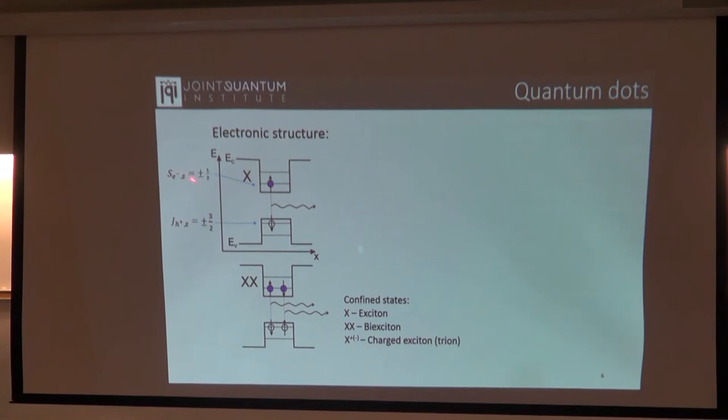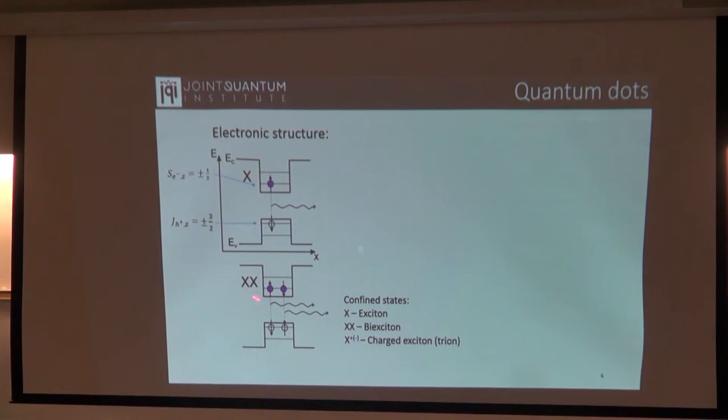And I want to mention here, because it's important later, the electron has a spin of 1/2, which you all know, but the hole, we always talk about spin, but it's actually angular momentum. And we only consider heavy holes, which have angular momentum of plus or minus 3/2. And the other holes, which are light holes and spin-off band holes, which have angular momentum of 1/2, are pushed away in energy by the confinement that we get with the quantum dot.